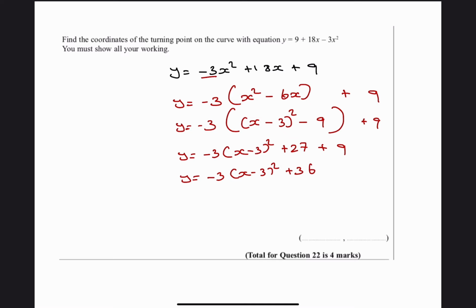And they want the turning point. What is your turning point? Your turning point won't be minus 3. It will be a positive 3 and then whatever this number is. So positive 3 and then 36. That's your turning point.